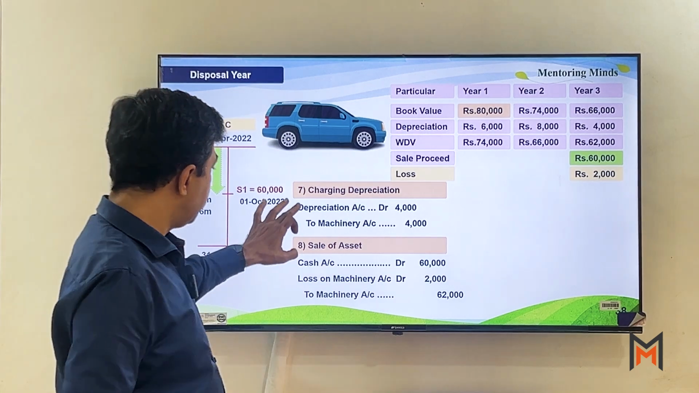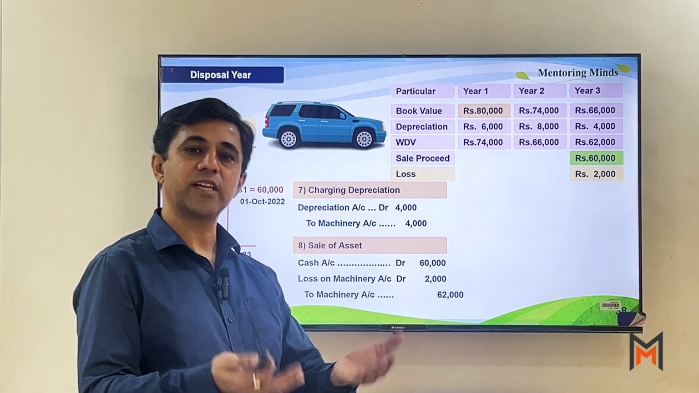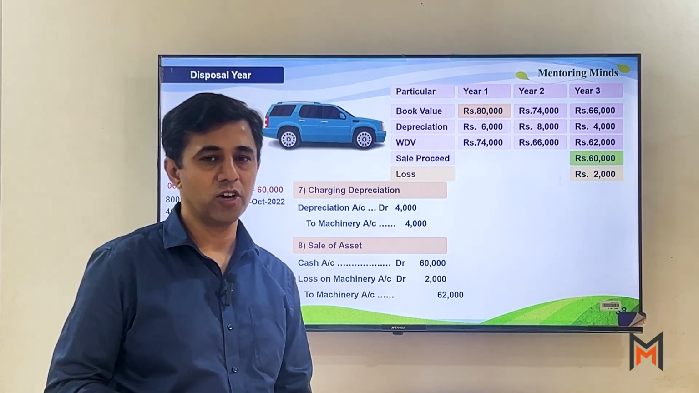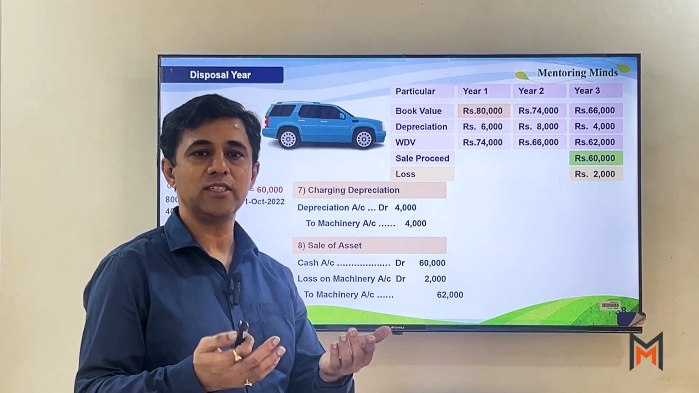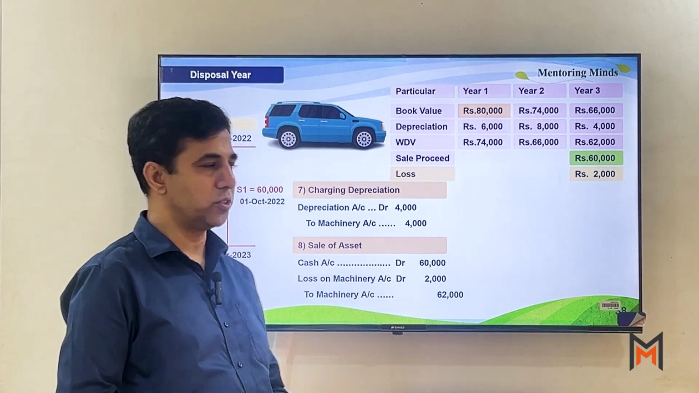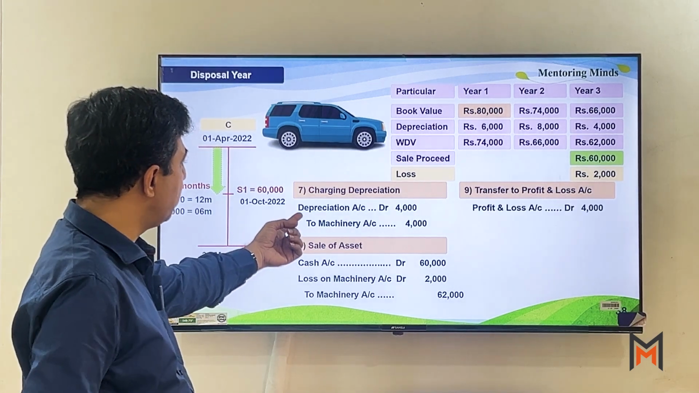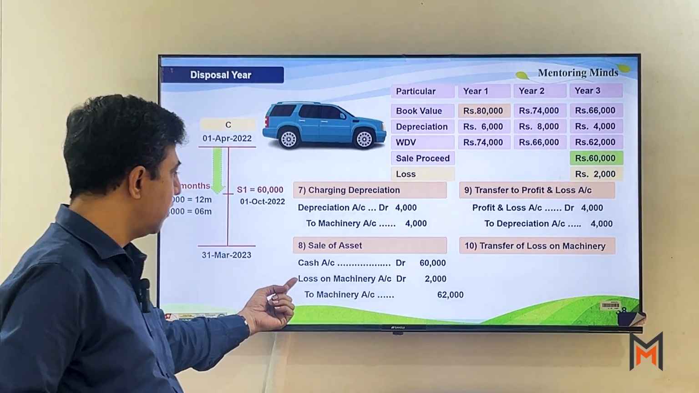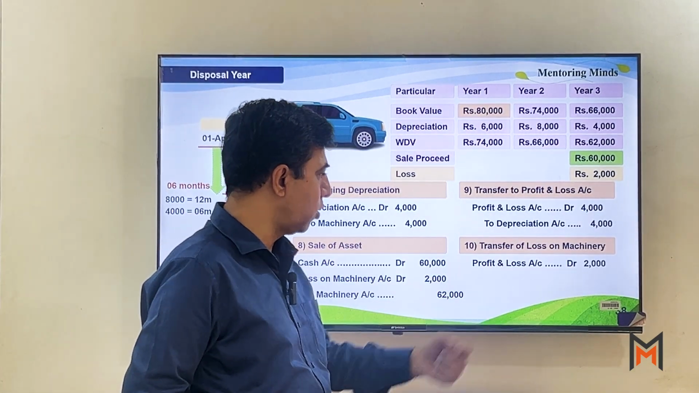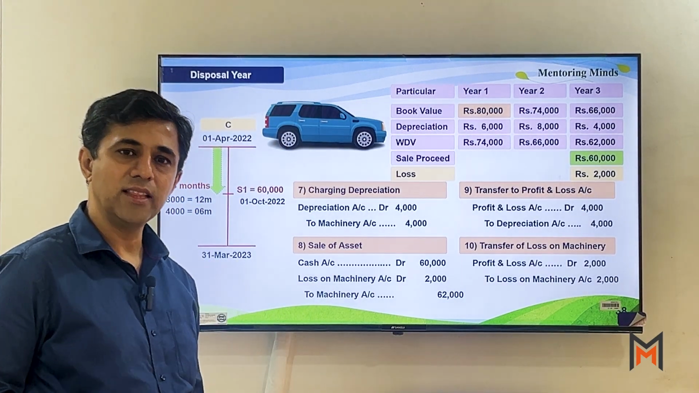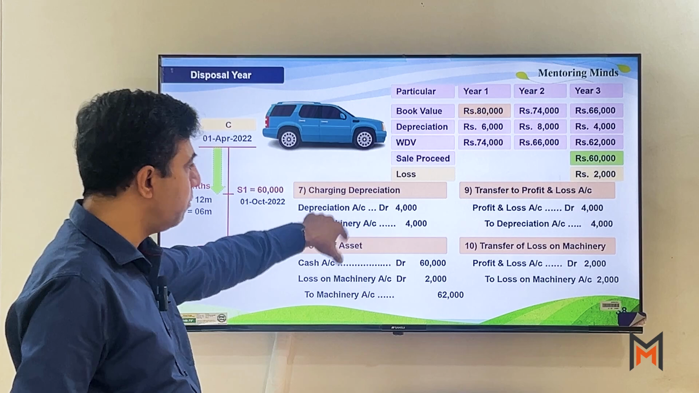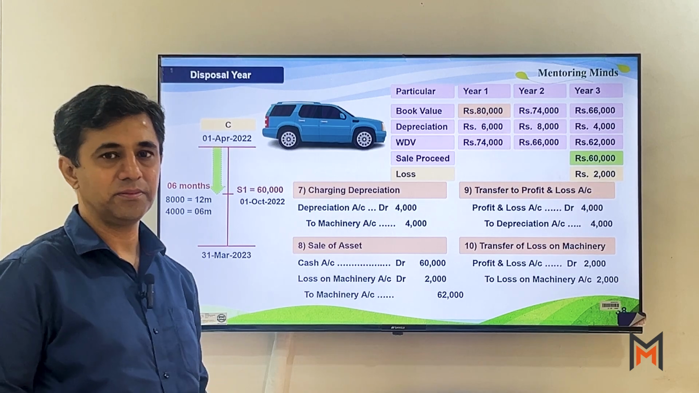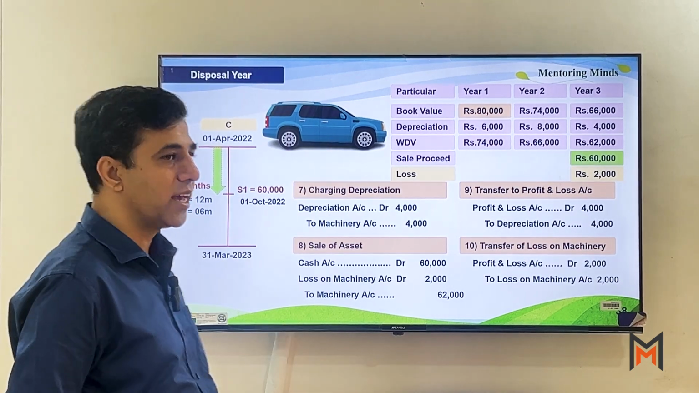Now this depreciation and this loss we are going to transfer. Sir, where will we transfer? Obviously we'll transfer it to profit and loss. And we know that whether it is loss or depreciation, to transfer it we have to give the opposite effect. So transfer of depreciation will be profit and loss to depreciation. Similarly, transfer of loss will be loss, that is profit and loss, to loss on machinery account. Kitna easy. So at the end of the year there will be 4 journal entries when we are selling the asset. Easy.